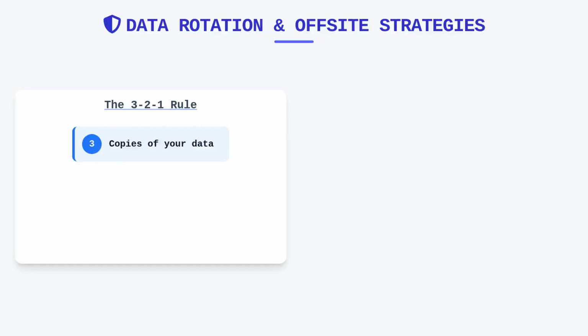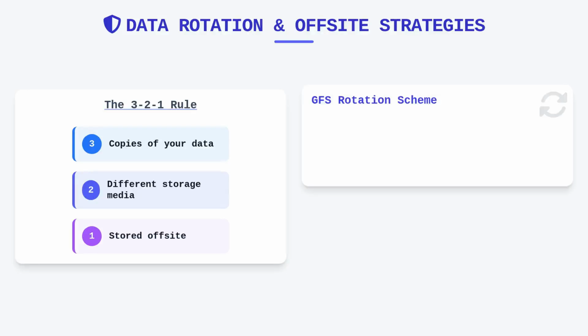Data rotation and off-site storage strategies like the 3-2-1 rule ensure that your data survives even catastrophic facility failures. The 3-2-1 rule suggests keeping at least 3 copies of your data on 2 different storage media, with 1 copy stored off-site. Grandfather-father-son rotation is a common scheme that uses daily, weekly, and monthly backup cycles to manage these media efficiently. This systematic approach ensures that if a tape or drive is corrupted, you have historical points of recovery available.